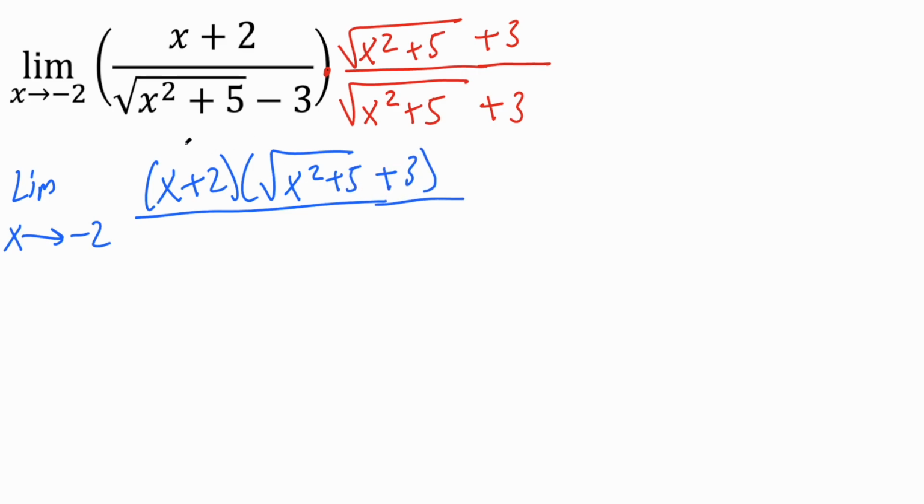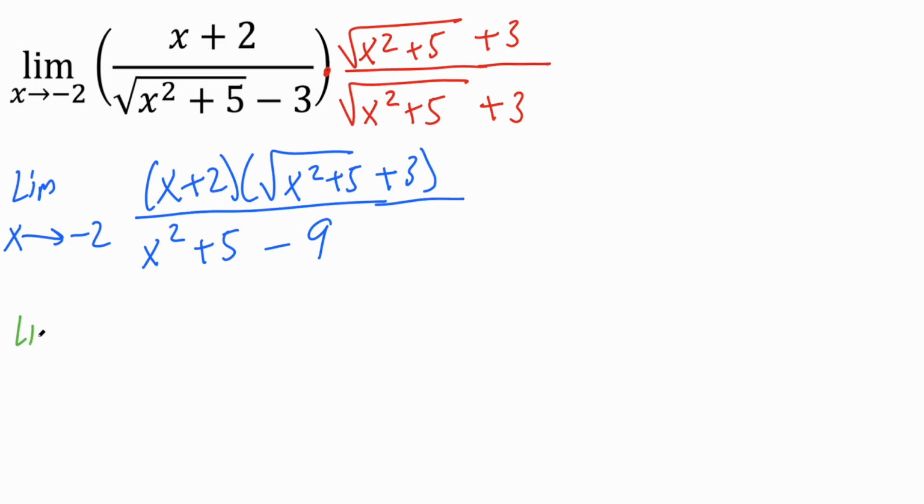And in the denominator, we take this piece times this piece. It cancels out the square root. We get x squared plus 5. Likewise, we take our 3, we multiply by this. Take our -3, multiply by this, which cancels out. And then we do -3 times 3, and we get -9.